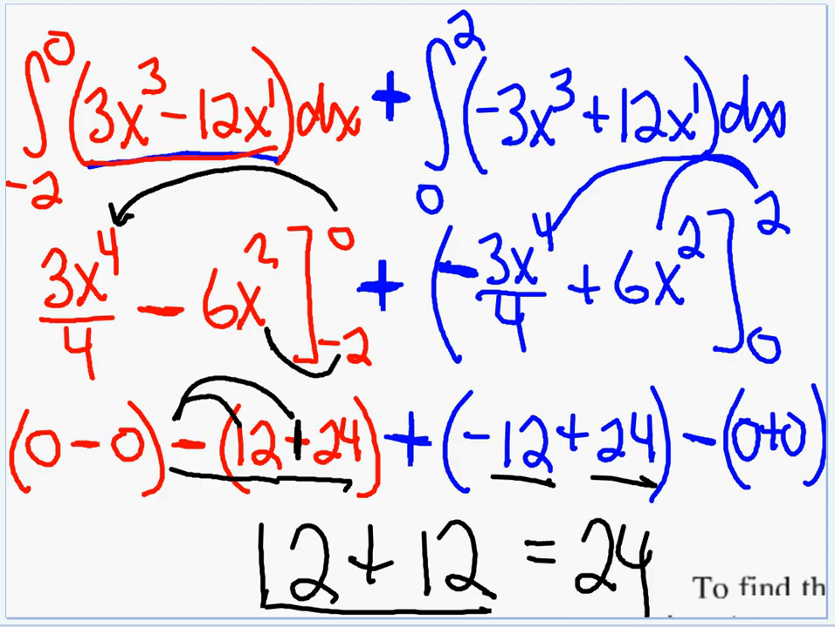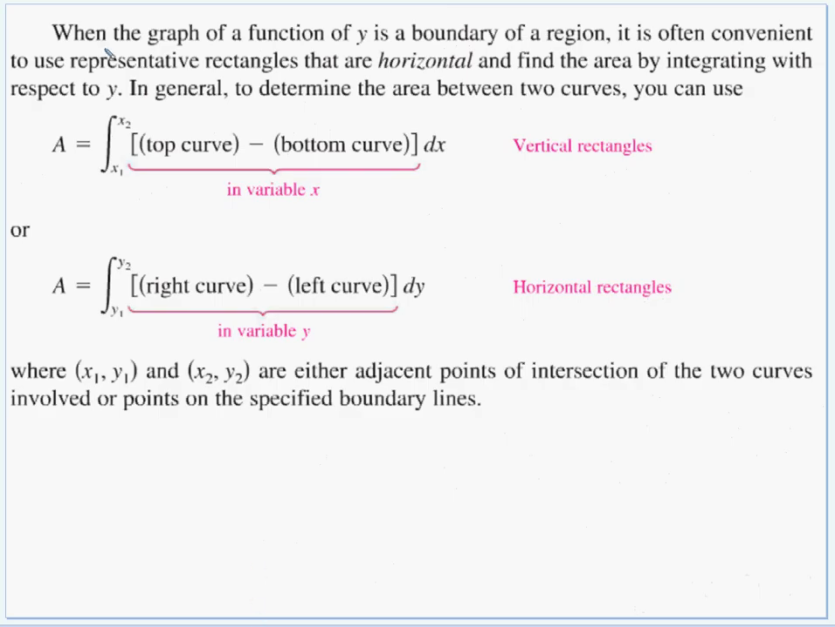Okay, what's next? When the graph of a function of y is a boundary of a region, it's convenient to use representative rectangles that are horizontal, and find the area by integrating with respect to the y-axis. So that means our representative rectangle will be perpendicular to the y-axis.